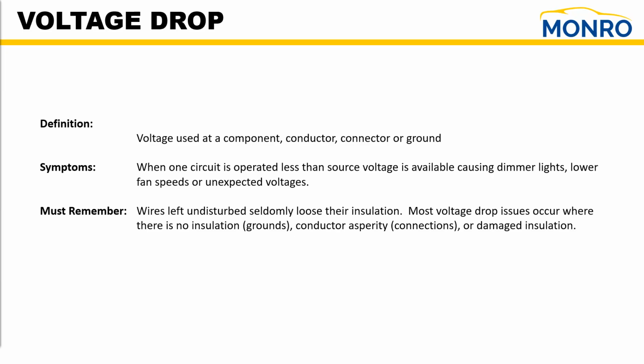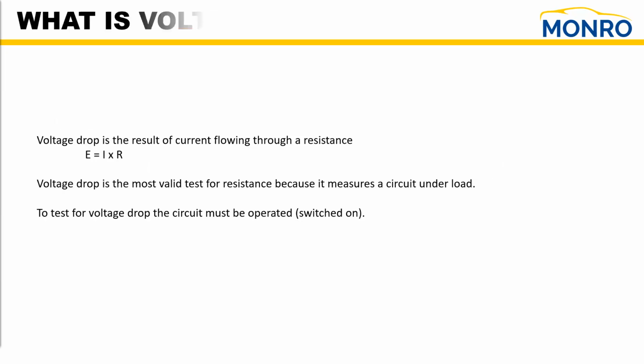And we've got to remember that when we leave wires undisturbed, they seldom lose their insulation. Most voltage drop issues occur where there's no insulation, like the ground conductor at the connections, or damaged insulation, or possibly a high heat circuit. So, what's voltage drop? It's simply the result of current flowing through a resistance. When we went back to basic electricity courses, E, the voltage, was equal to the current multiplied by resistance. So when current flows through the resistance, the result is a voltage being used.